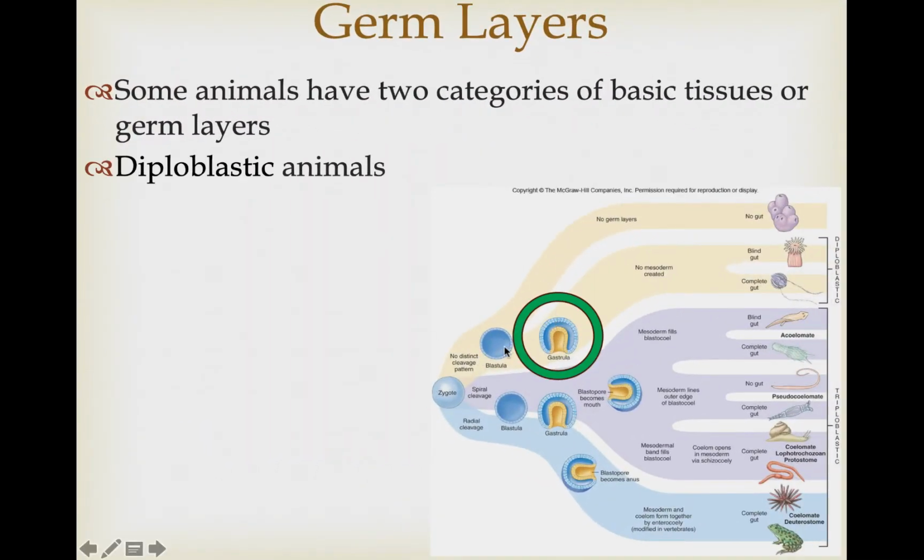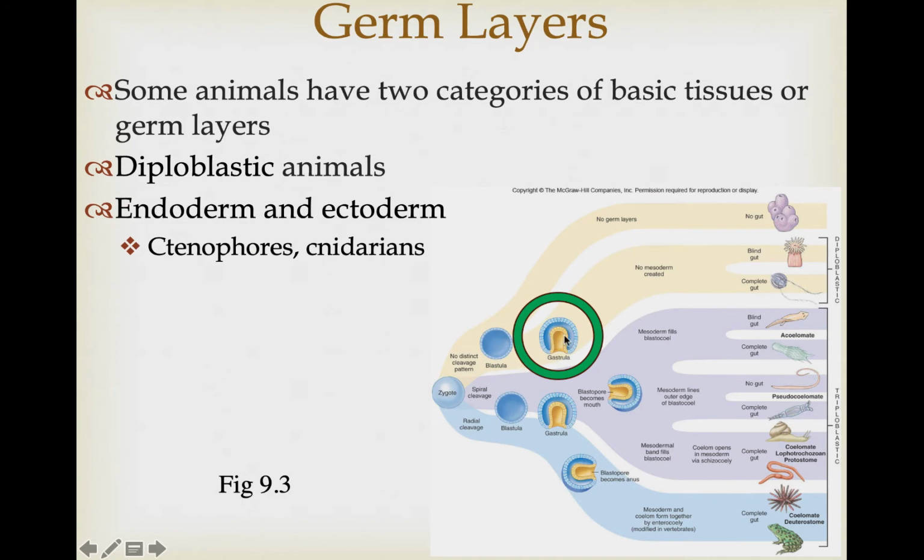So we have, again, the blastula that can go through subsequent development and differentiate two different tissue types. An animal with two basic tissue types, or germ layers, is called a diploblastic animal. And you see that these are represented by things like the corals, the sea anemones, the jellyfish, so the cnidarians, and then a closely related group called the ctenophores. The two cell types that they have are called endoderm and ectoderm. So those are the two cell types in a diploblastic animal.